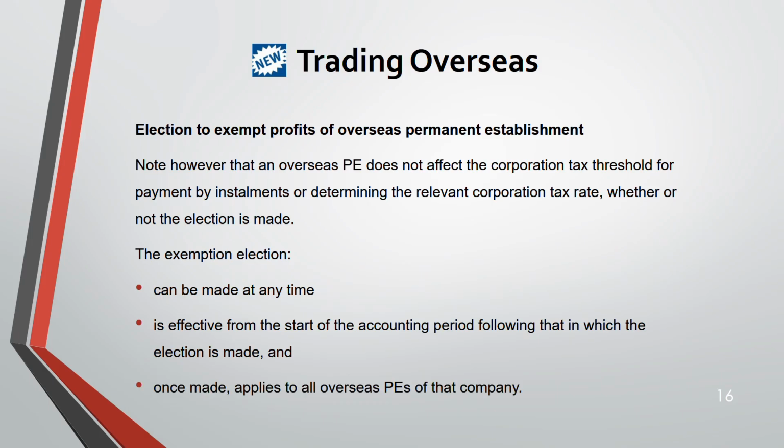Once made, remember, you can't change, you can't go back. It applies to all your overseas permanent establishments, not just one. You might have 5 overseas permanent establishments. It applies to all overseas permanent establishments of that company once you make the election.